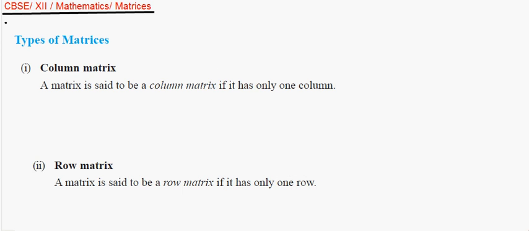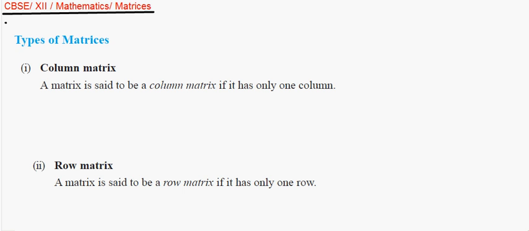Now we shall see the different types of matrix. As you all know, a matrix is nothing but a rectangular array of elements or functions. The different types of matrix are obtained by the arrangement of the matrix. As you all know, a matrix consists of horizontal rows and vertical columns.